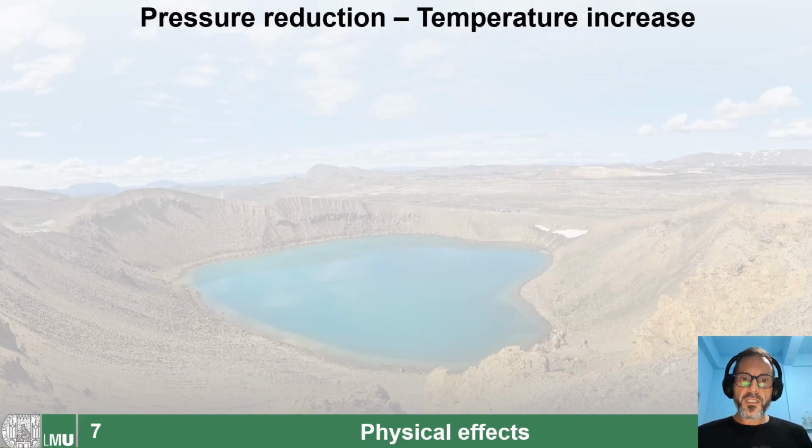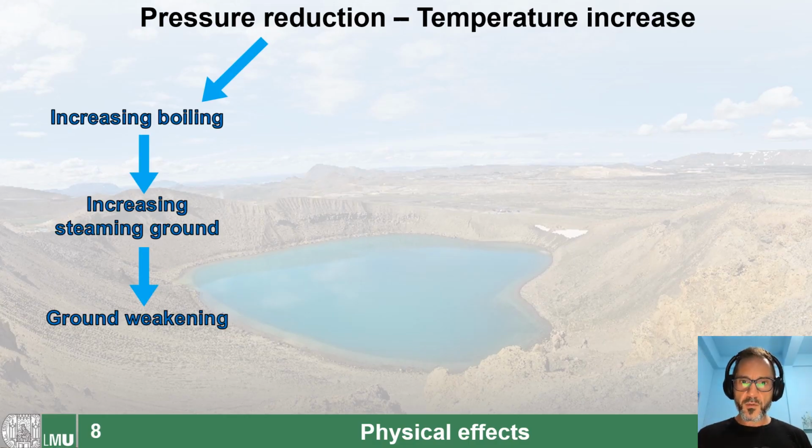Concerning the physical effects from pressure reduction and temperature increase in geothermal environments, these can vary in time and in scale. Common effects include increased boiling in aquifers, leading to more steam formation and ground weakening.